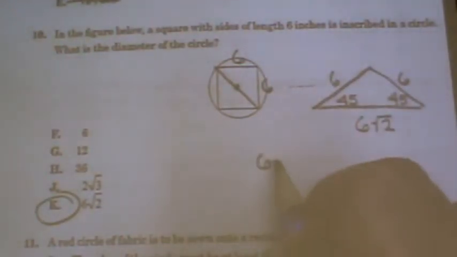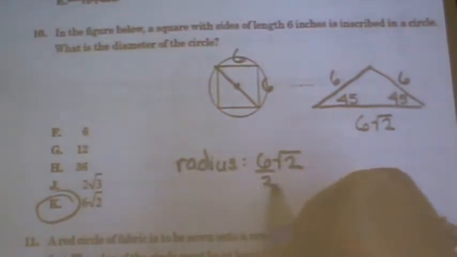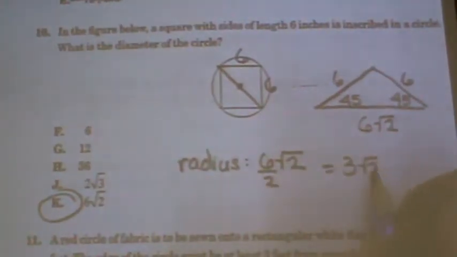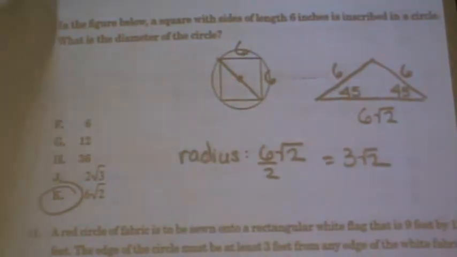What if they said, what's the radius? What would you do? If they asked you what the radius is, take that and divide it by 2, so it'd be 3 root 2. So I'm giving you some other perspective of that problem.